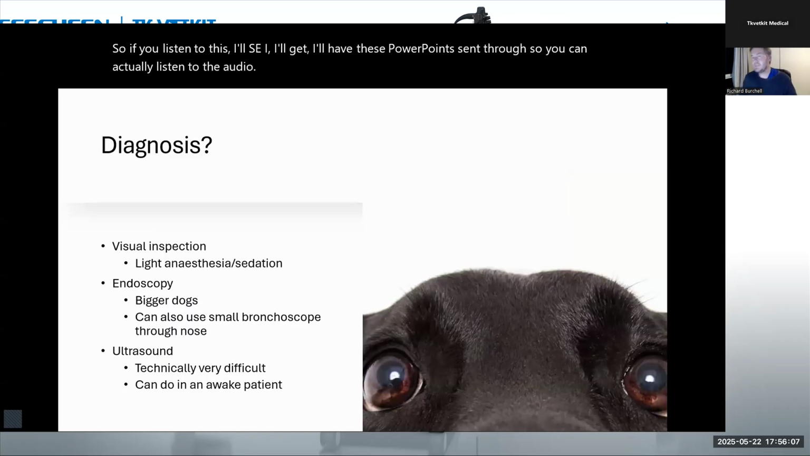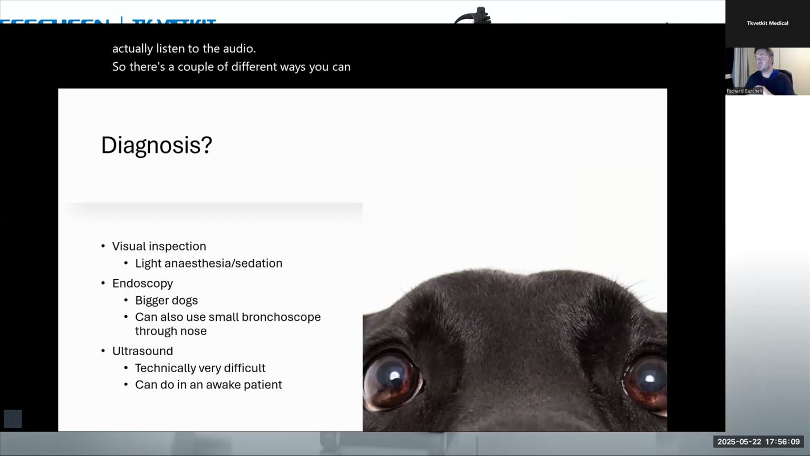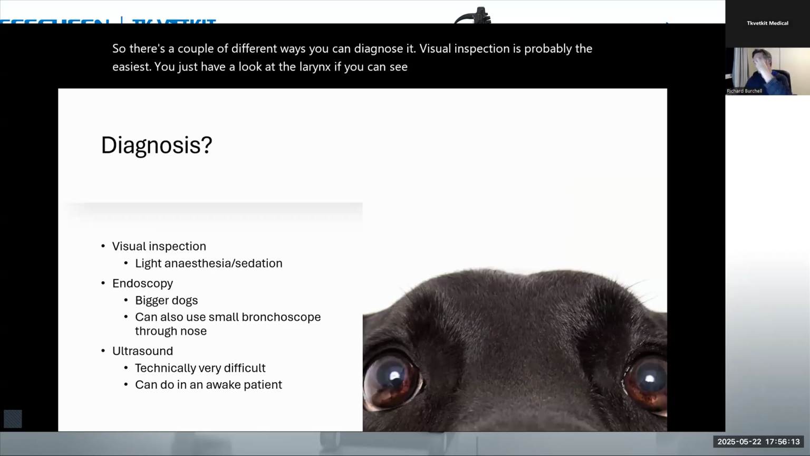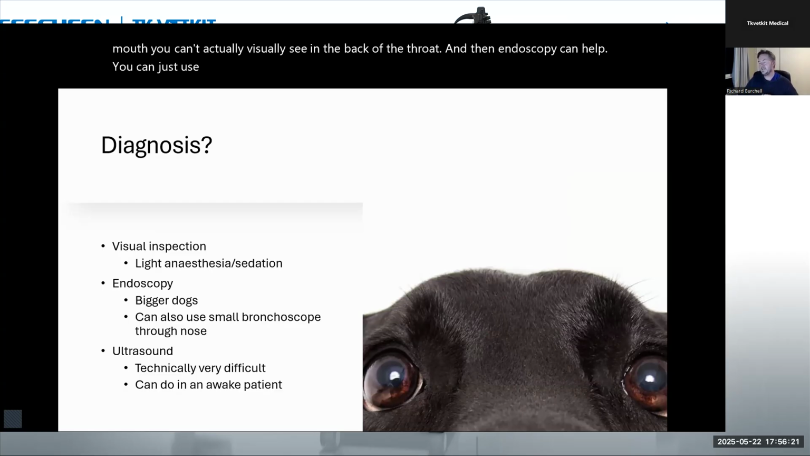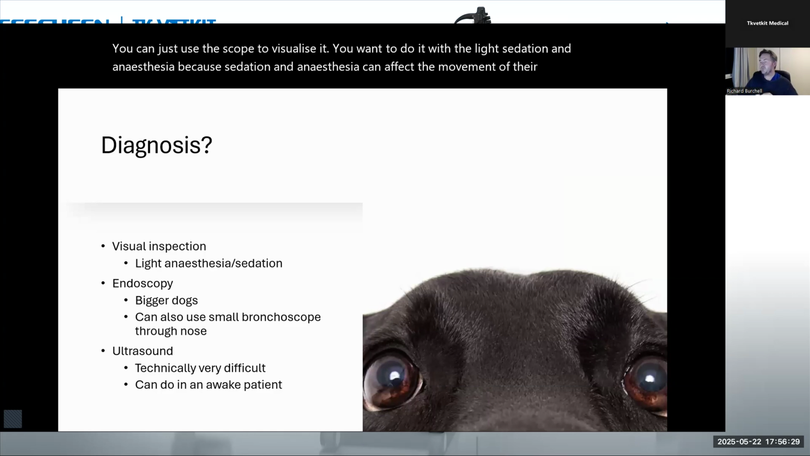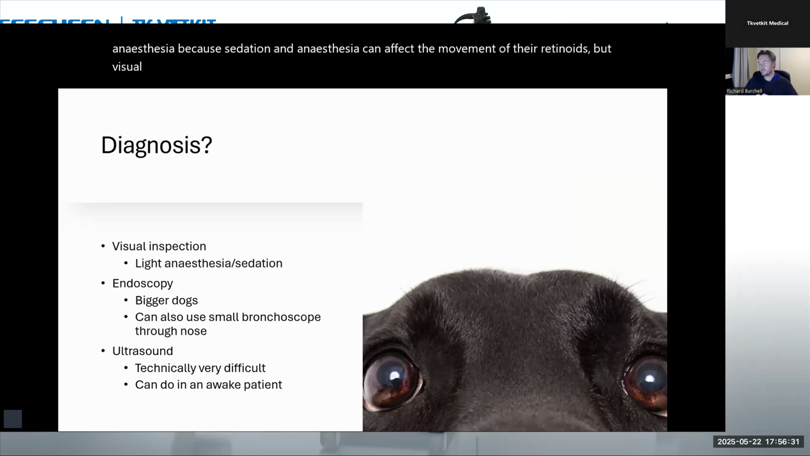There are a couple of different ways you can diagnose it. Visual inspection is probably the easiest. You just have a look at the larynx if you can see it. With some dogs with a really long mouth, you can't actually see the back of the throat, and then endoscopy can help you. You can just use the scope to visualize it. You want to do it with light sedation and anesthesia, because sedation and anesthesia can affect the movement of the arytenoids. But visual inspection is probably the easiest.